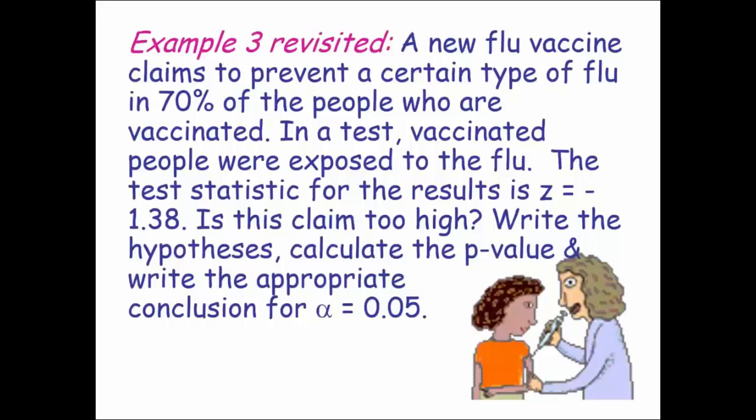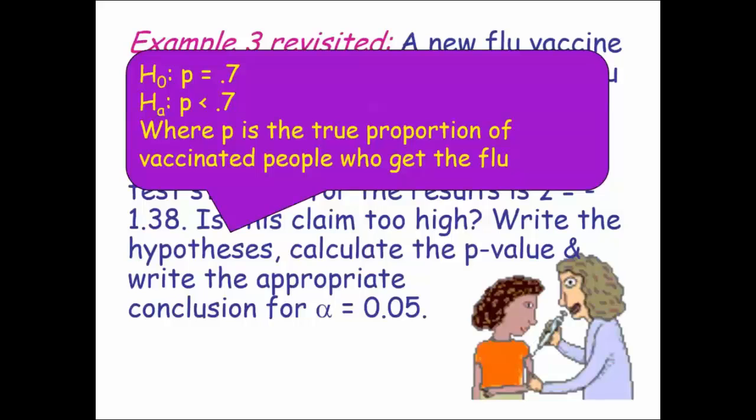Okay, so they've actually gone in for us and calculated the z-score. We just have to pick it up from here and continue the rest of the problem. Starting off with our hypothesis statement, which is p is equal to 0.7, and then p is less than 0.7, where p is the true proportion of people who are vaccinated who get the flu. Next, we want to go to our calculator and type in our norm CDF. So we're going to do that.